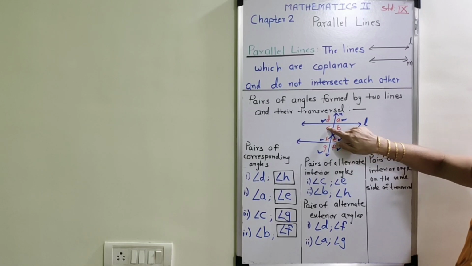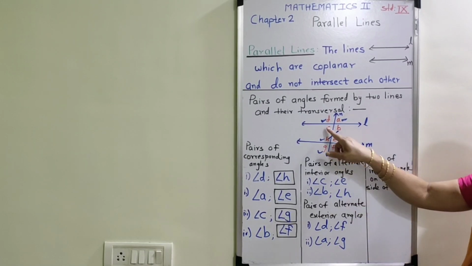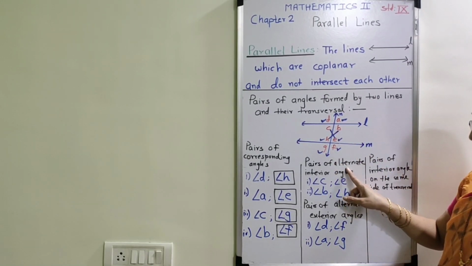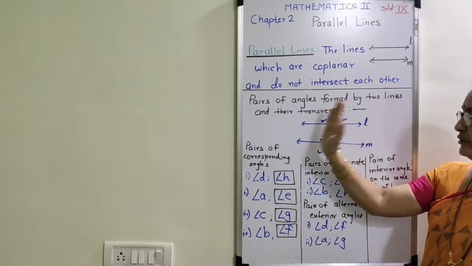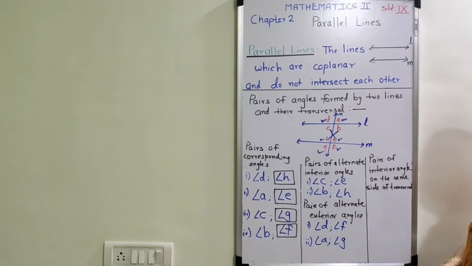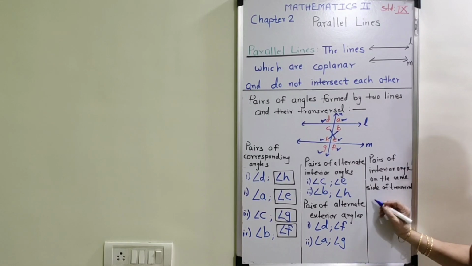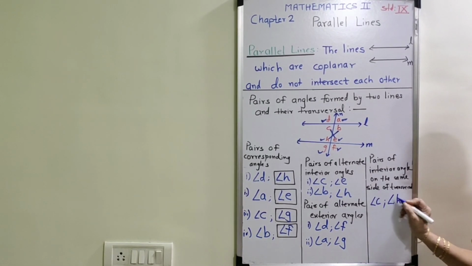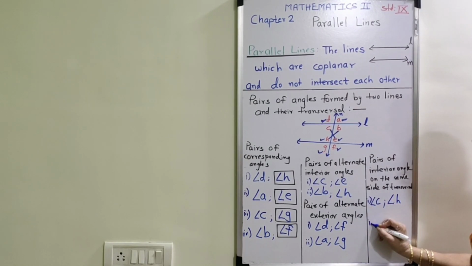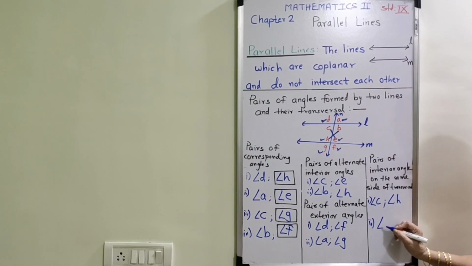When we have taken the opposite angles, those are said to be alternate. Now, the angles on the same side, those are said to be interior angles. That means angle C and angle H. Second pair, angle B and angle E.